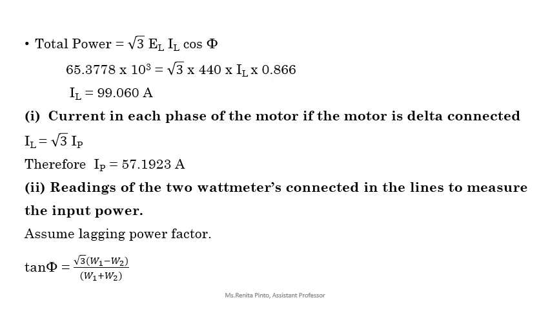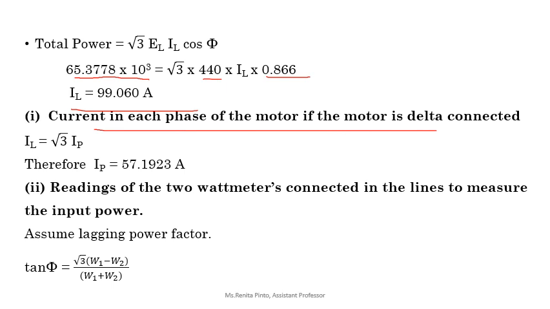Next, I have to find out what is the line current. So what I'll do is, I'll substitute in the power equation. Now, total power is nothing but the input that you have found out previously. So that is nothing but 65.3778 into 10 to the power 3 watt. Root 3 into EL is already given in your question. IL is the one which you need to find out. Cos phi was already given. Substitute, get IL.